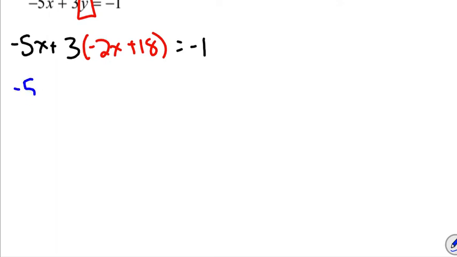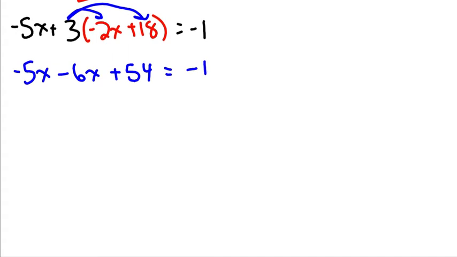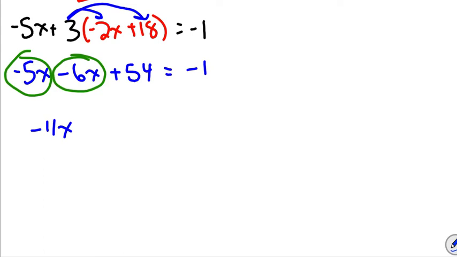Next, bring down the negative 5x, multiply this through. 3 times negative 2 is negative 6x, and 3 times 18 is 54 equals negative 1. Next step, combine your like terms. Negative 5x minus 6x gives us a total of negative 11x. Write the rest of the equation. Plus 54 equals negative 1.